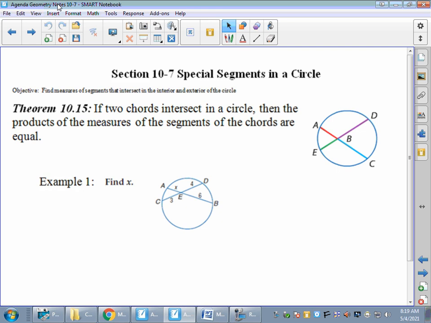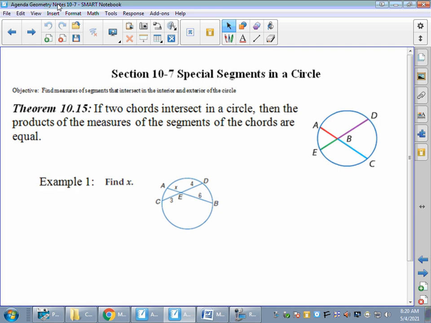So we're doing circles still, and we are going to take a look at special segments in a circle. So we still got chords or tangents or secants. However, in section 10.6, we talked about angles. I just want to make sure that I mention we are going to find the measures of segments, so not angles. 10.6 is all about angles. 10.7 is all about segments. So we've got three specific situations that happen. Let's do each one, and we'll do an example so that you can see what they look like.